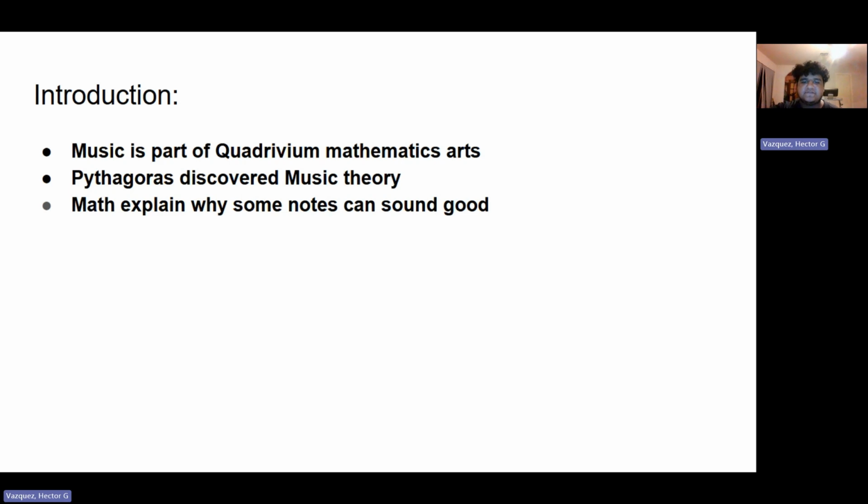Today, I will explore how these ratios are used in Pythagorean tuning, showing both the power of the mathematics in music and its limitations as well. By the end of this presentation, you'll see how math can predict harmony, but also why real instruments sometimes need a small adjustment to make music sound perfect.